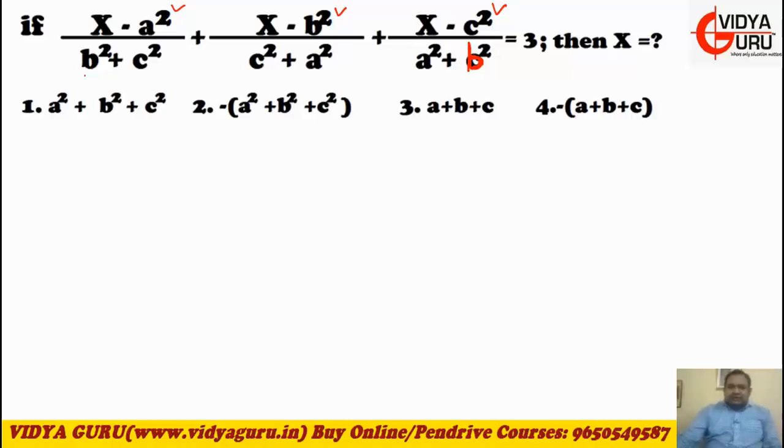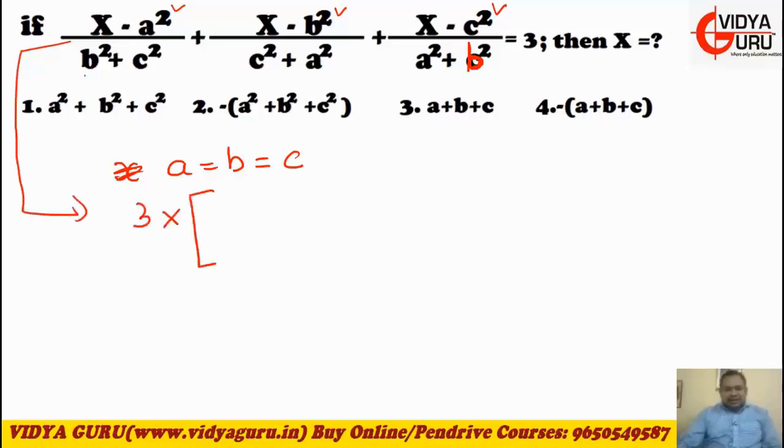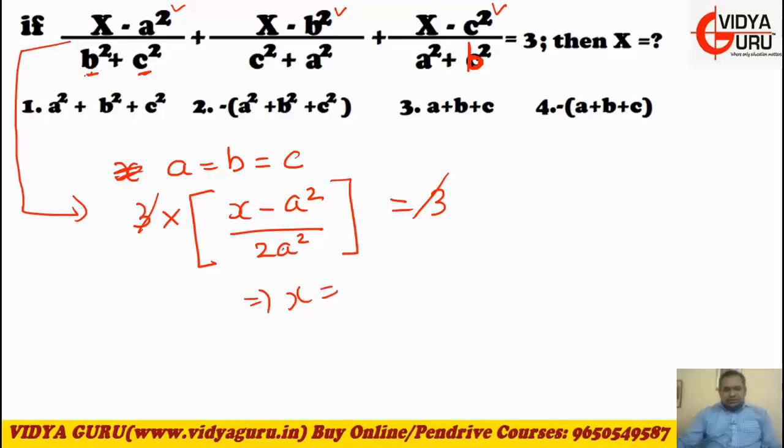So now we have to find the value of x. This means the expression is symmetrical. So assume a to be equal to b to be equal to c and then solve whatever they are asking. So I would say that the given information is 3 multiplied by x minus a square divided by, so b square is also a square, c square is also a square. So I can write a square plus a square, 2a square. So I would say this is what is given. So this 3 and this 3 cancel. So x comes out to be equal to 3a square.